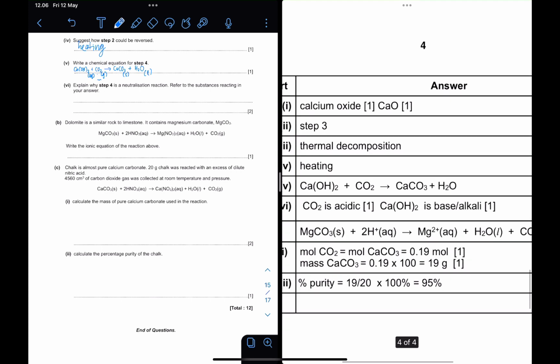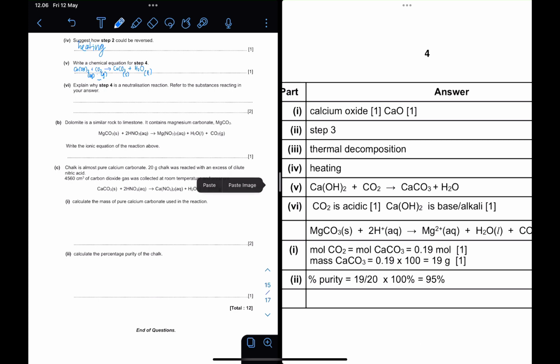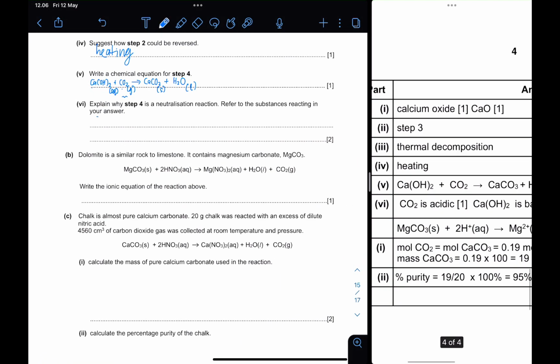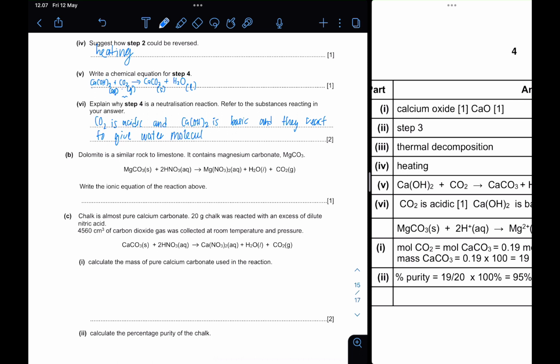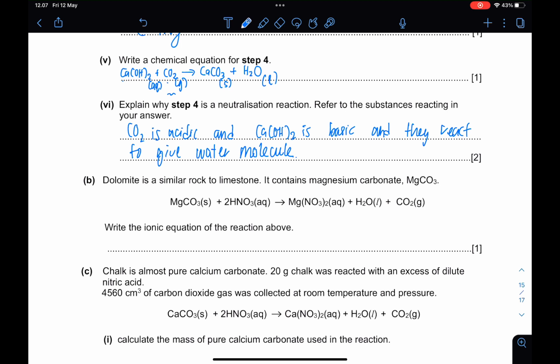Let's check the marking key to see what they have written. You see carbon dioxide is acidic, calcium hydroxide is a base, and that's why it's neutralization. Carbon dioxide is acidic and calcium hydroxide is basic, and they react to give a water molecule.